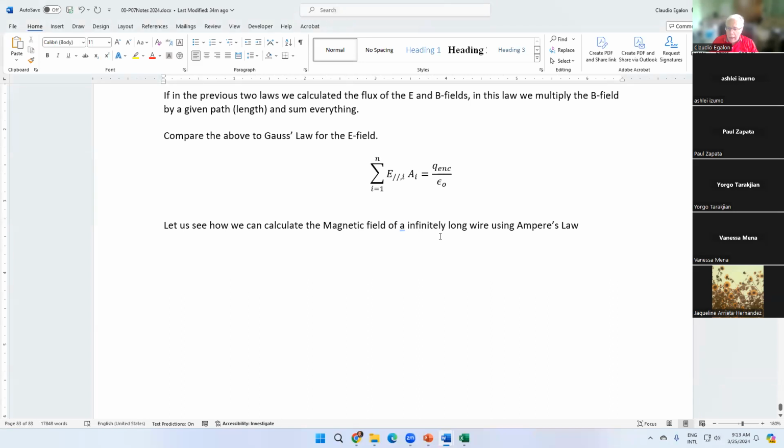Infinitely long wire using Ampere's law. First step.